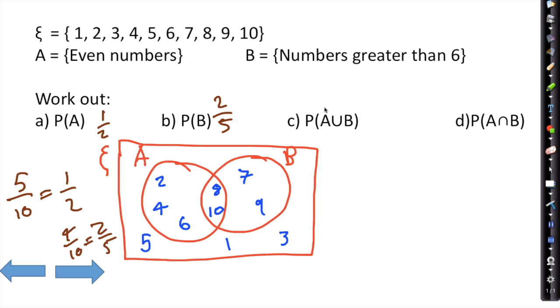Probability that it is in the union of A and B is 1, 2, 3, 4, 5, 6, 7. So 7 out of a total of 10. And the probability that it is in the intersection of A and B is 1, 2. So 2 out of 10. Both even numbers, so let's divide them by 2. And so the probability is 1/5.